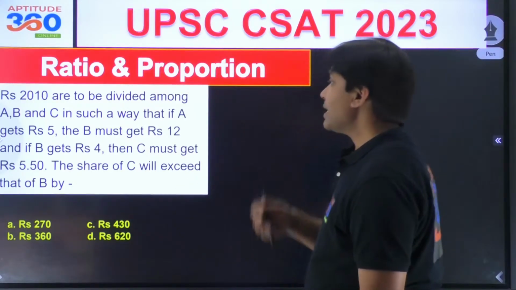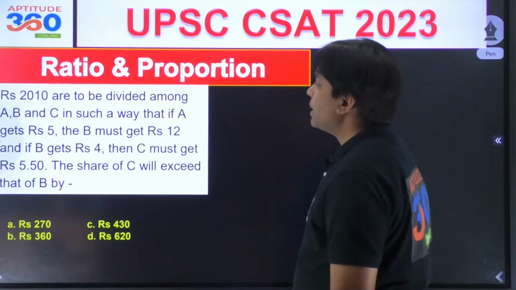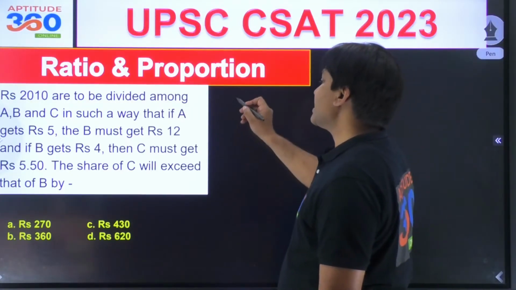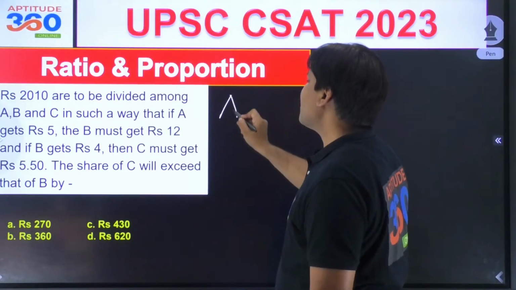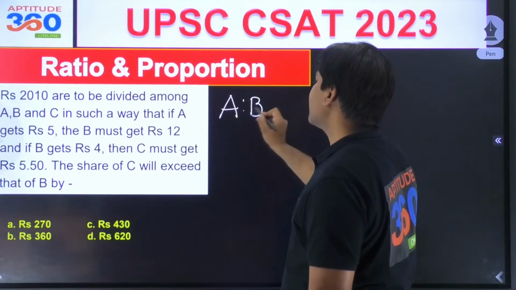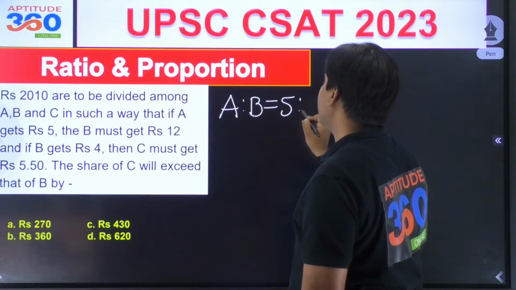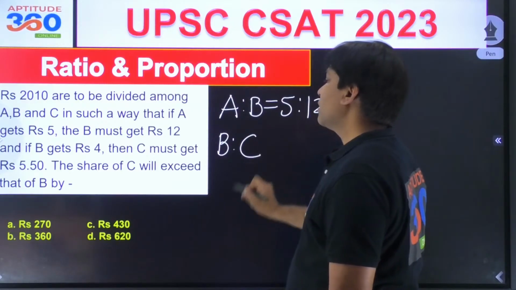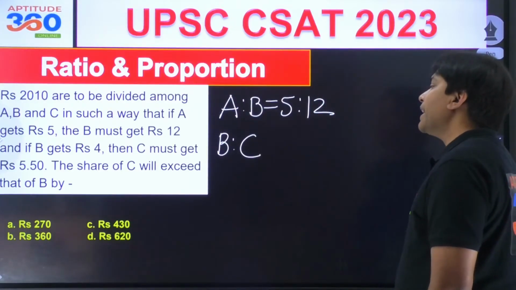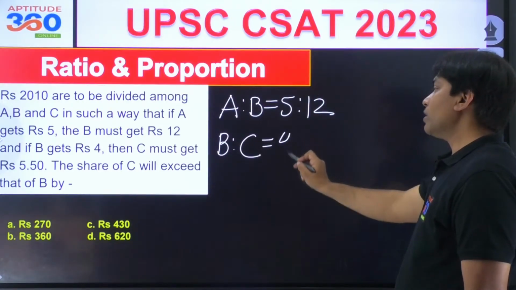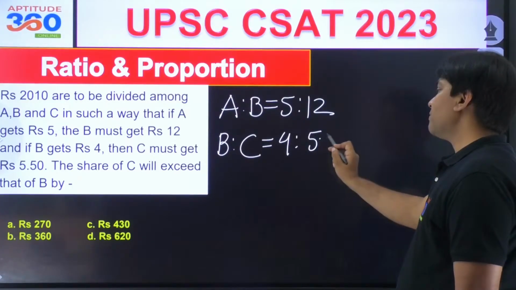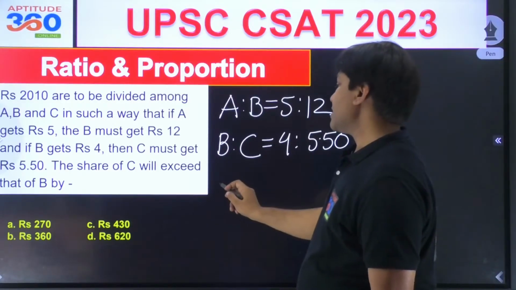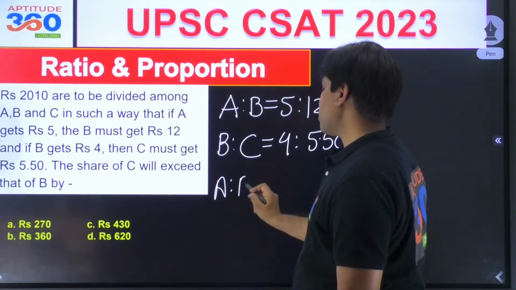Chalo ji, it says 2010 rupees are to be divided among A, B, C in such a way that A gets 5, that B... So it's very simple. A is to B is nothing but 5 is to 12. And if B gets 4, then C must get 5.5. Aapko nikalna hai share of C exceeding the share of B. Aapko nikalna hai A is to B is to C.